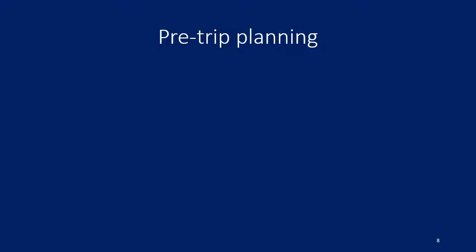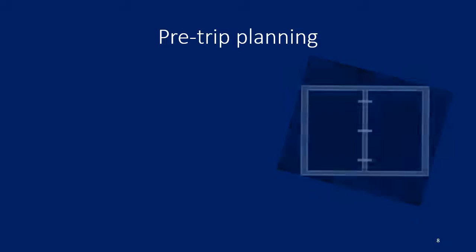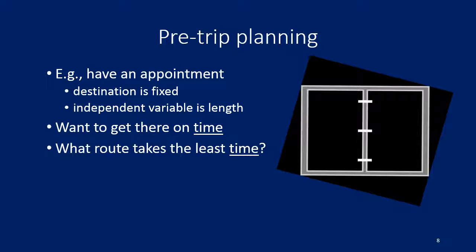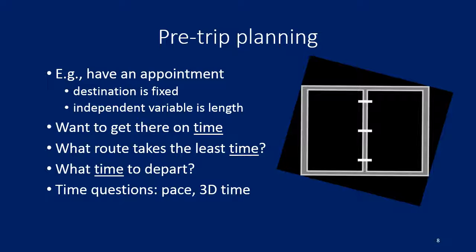One application of this is with pre-trip planning. Say you have an appointment, and so the destination is fixed. Well, that means that the independent variable is length. And then you want to focus on time, measuring time, and you want to get there on time. And you want to know what route takes the least amount of time, and you want to know what time to depart. Well, these are all time questions, and so they involve questions of pace and 3D time.